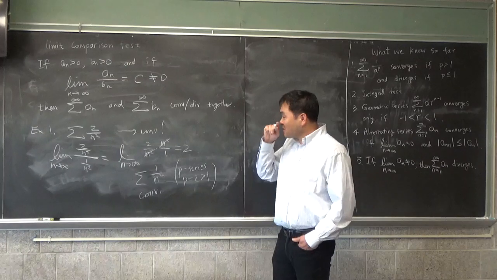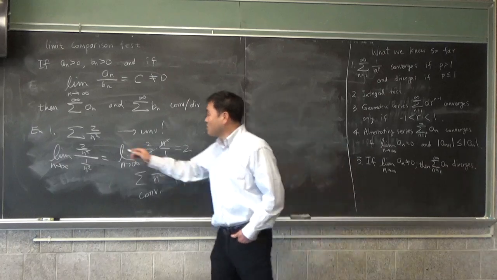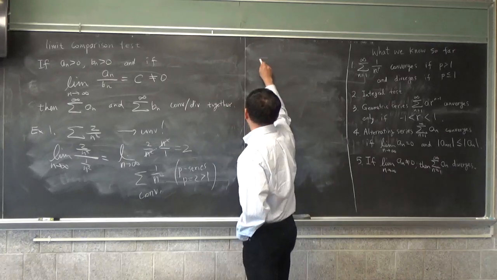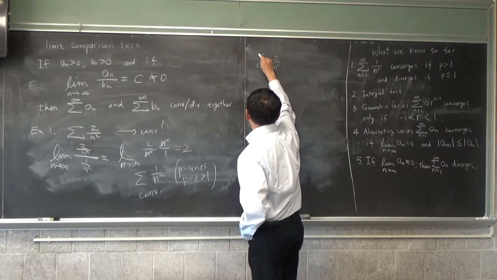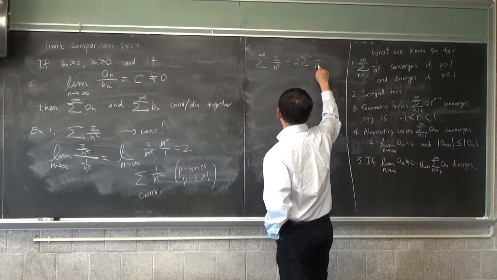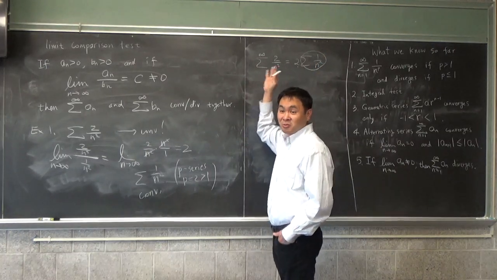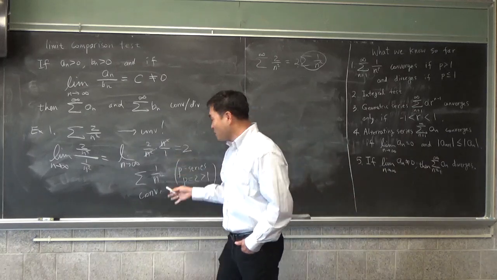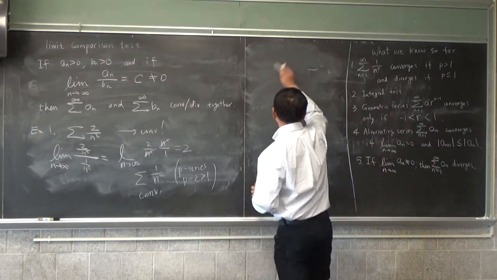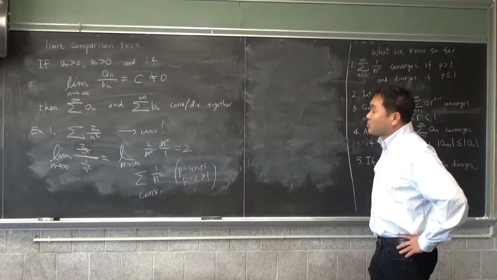But this is not the way you want to use this, because you could just establish that this converges without using the limit comparison. What is the summation of 2 over n squared? It's 2 times the summation of 1 over n squared, and we know that converges, so the one with 2 will just converge to twice the other, right? So this is kind of useless. That's not the time that you want to use limit comparison. So let's try another example.